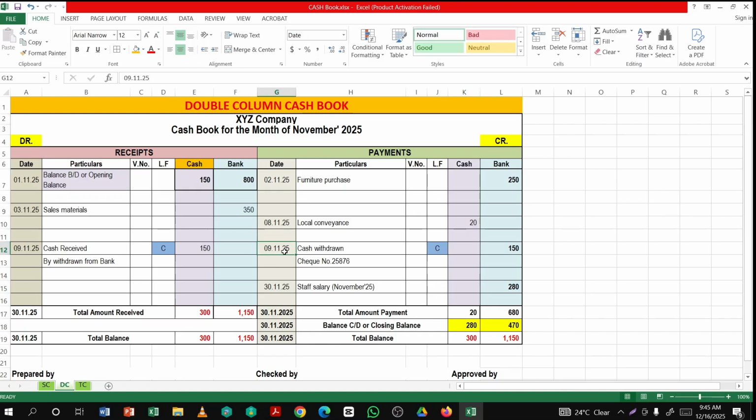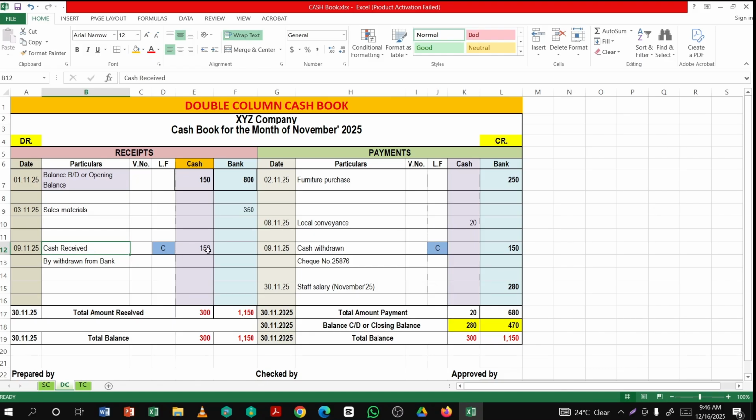November 9, 2025, cash withdrawn from bank 150 amount, check number 25867. This is a contra voucher. That's why ledger folio is written C or contra. This 150 amount is transferred to cash in hand.